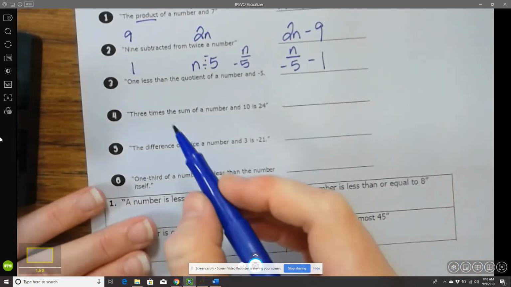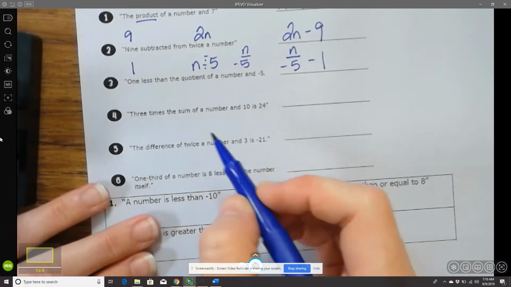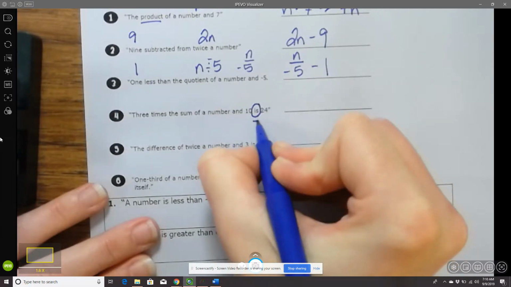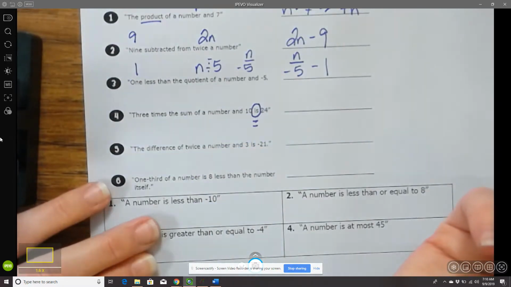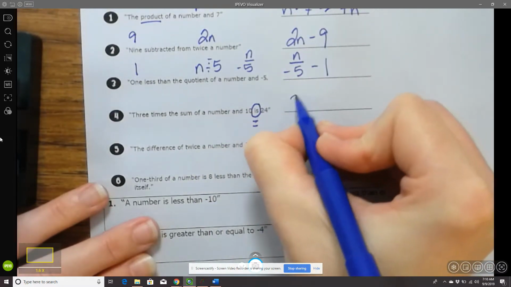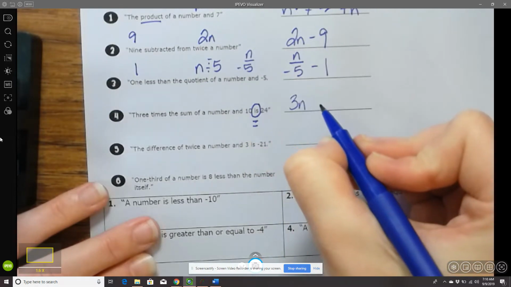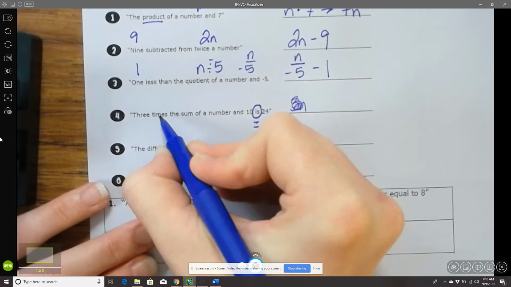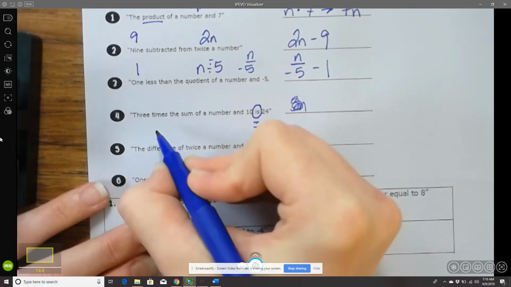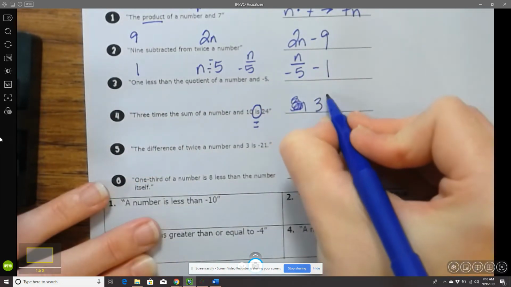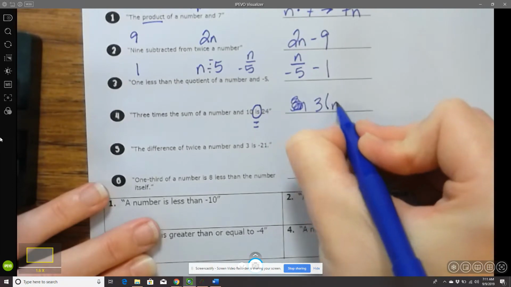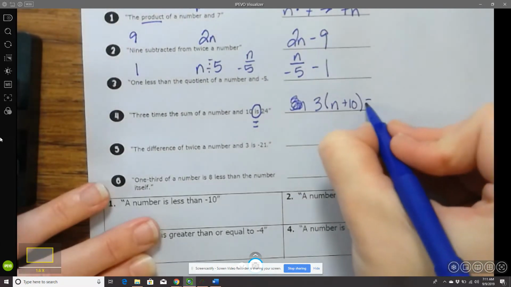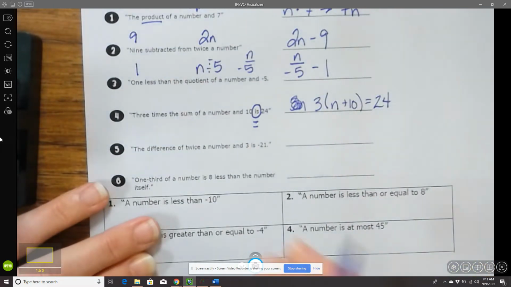Then we've got 3 times the sum of a number and 10 is 24. So in algebra, is is going to indicate that's where our equal sign goes. So we've got 3 times a number, or 3 times the sum of a number and 10. So again, we're going to use parentheses here because we're doing two operations. So we're going to do 3 times the sum of a number and 10. Sum means add, and that's going to equal 24.